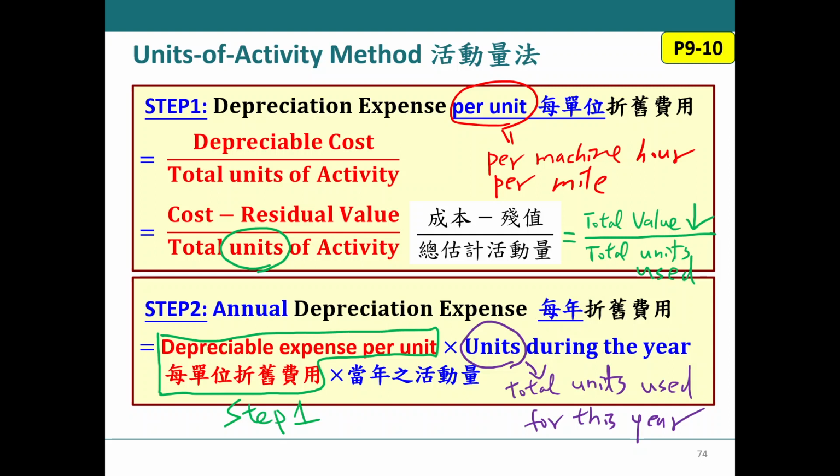Any questions? So each year will not be the same. Why? Because each year I use different units, right? So since I use different units, of course, each year I will get different amounts. Okay? So that's the second method. Step 1, find out depreciation expense per unit. Then based on that, I will times how many units I use this year.